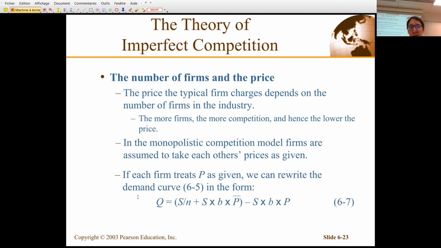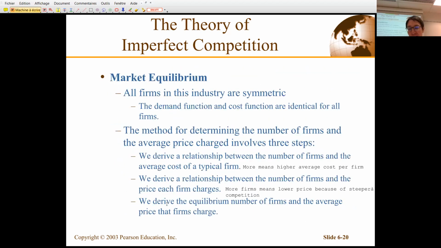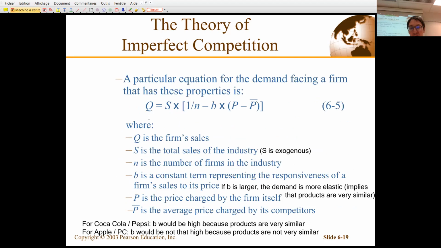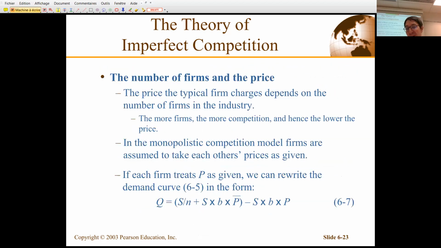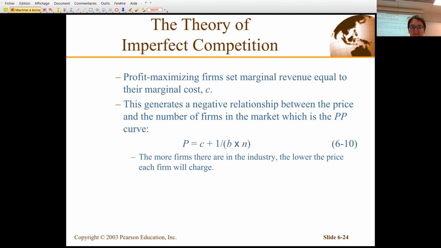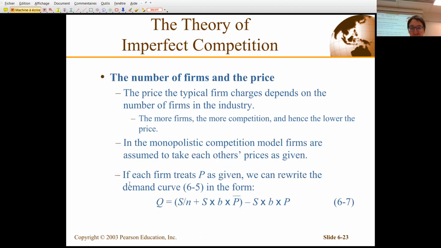So here, I think they do it quite quickly. What they want is to go from this equation to a relation between the number of firms and the price they sell. But they do it very quickly, so I wanted to do it step by step. Let me show you what it looks like.